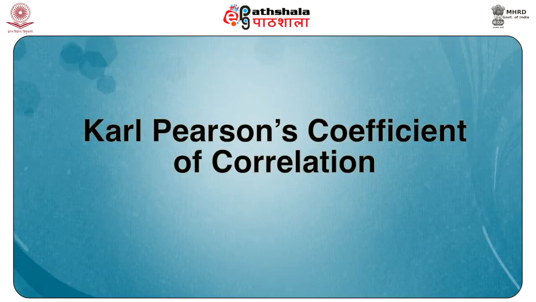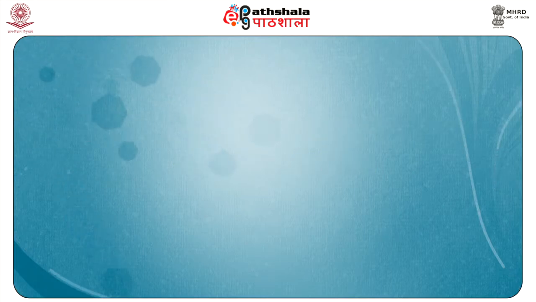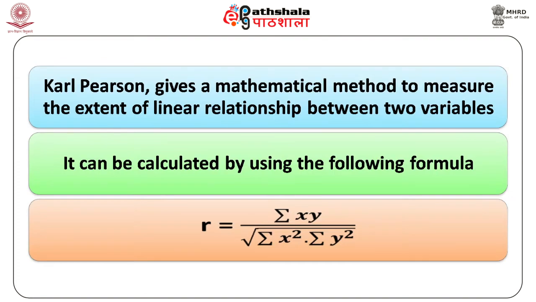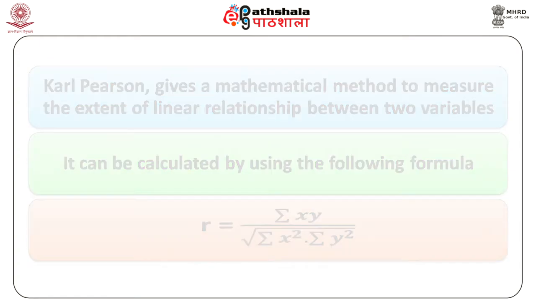Next is Karl-Pearson's coefficient of correlation. Karl-Pearson gives a mathematical method to measure the extent of linear relationship between two variables. It can be calculated by using the formula r equals summation xy divided by the square root of summation x square and summation y square.